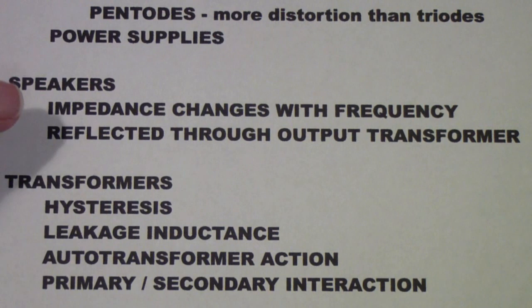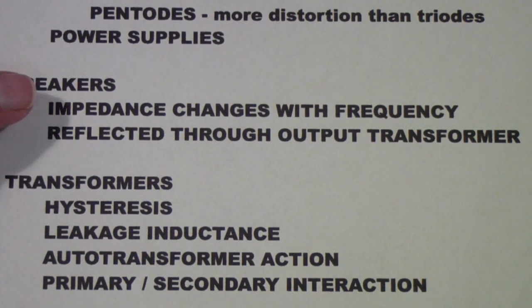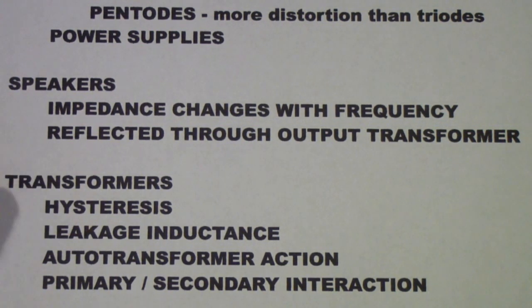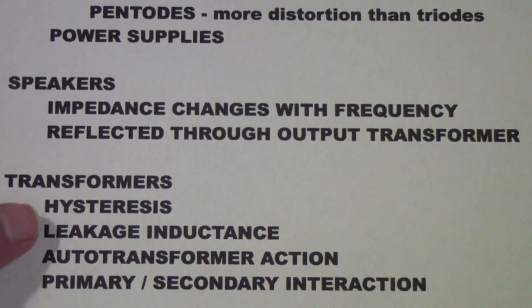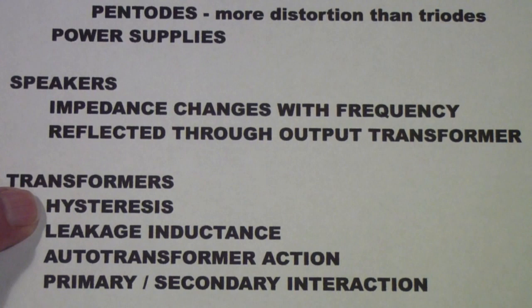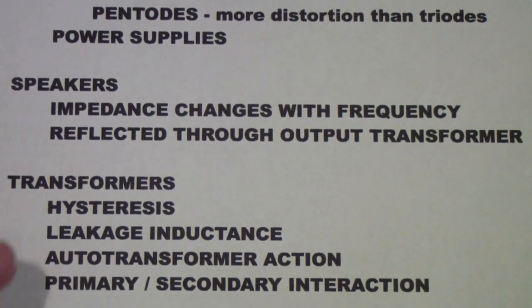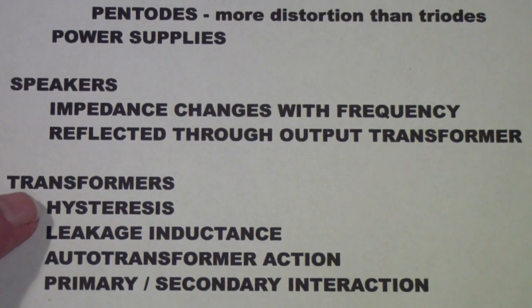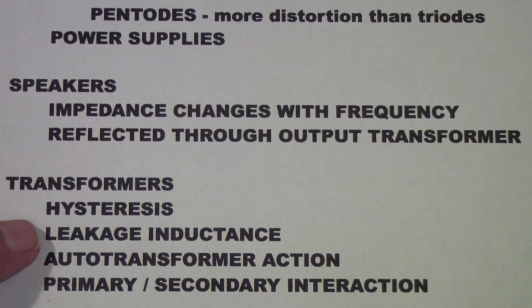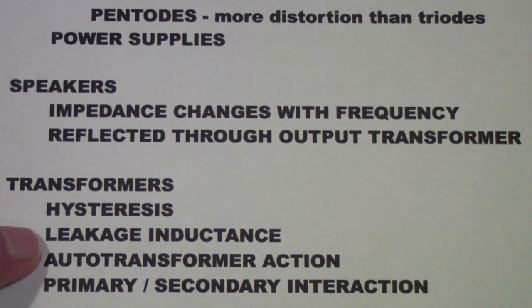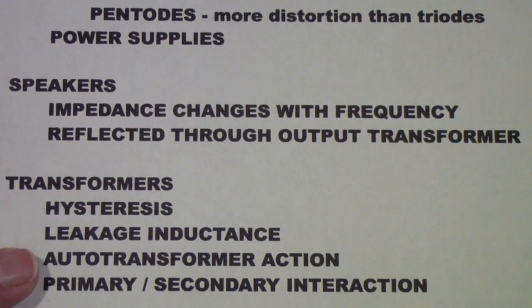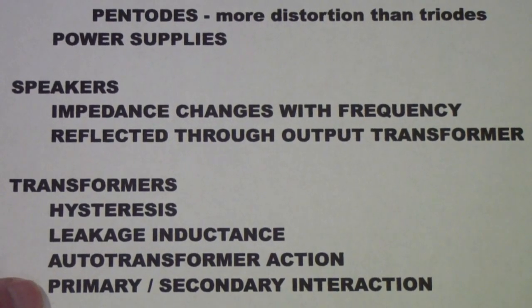So what we have seen is that the impedance of speakers changes with frequency. I think we all knew that. Also, that impedance change is reflected through the output transformer, and it's that reflected impedance that the output tubes see. So let's talk next about transformers. Initially, we'll take a quick look at hysteresis, and then later when we get down to tubes, we'll talk a little more about the effect of hysteresis on the tubes. Next, we'll also do leakage inductance, talk briefly about autotransformer action, and then especially talk about the primary-secondary interaction.